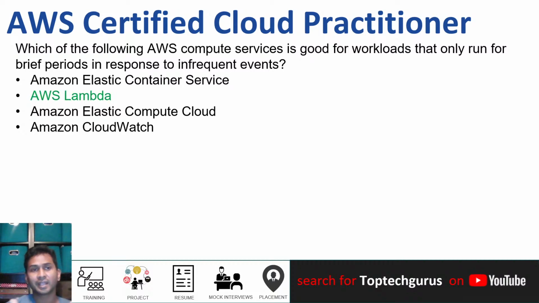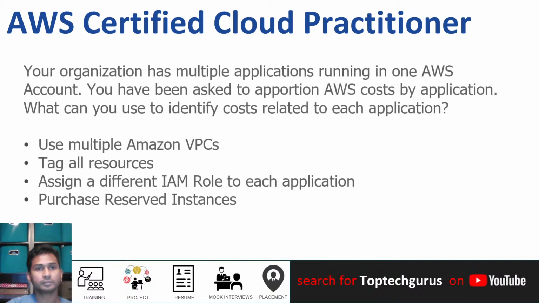So let's check our answer. It is AWS Lambda as we thought. The next question is going to be about running multiple applications at a time. So your organization has multiple applications running on one AWS account. You've been asked to apportion the AWS cost by application. So this is a billing related question. What can you use to identify the costs related to each application?